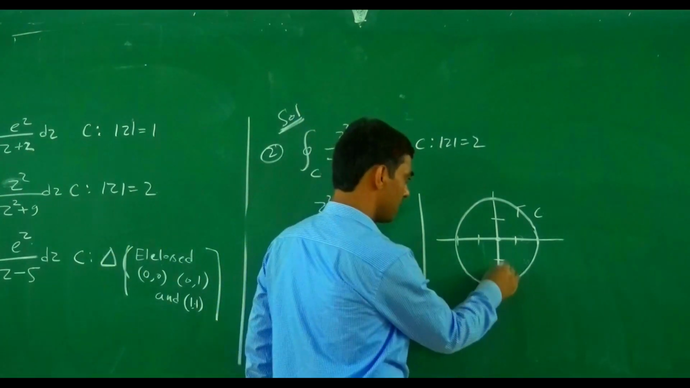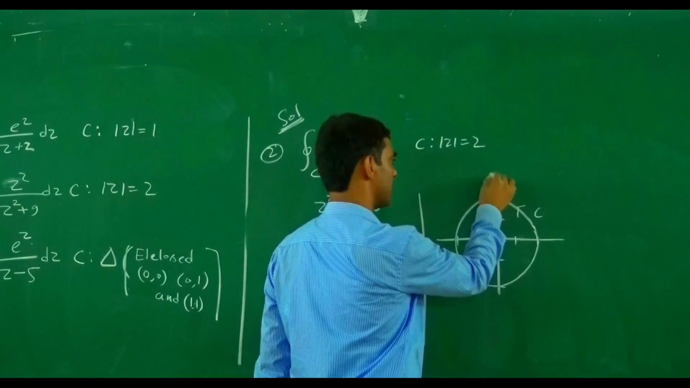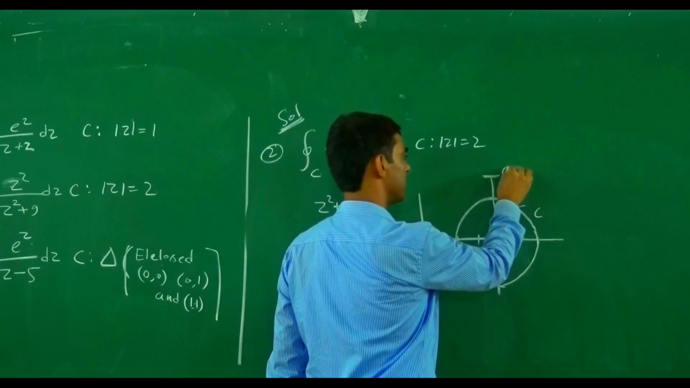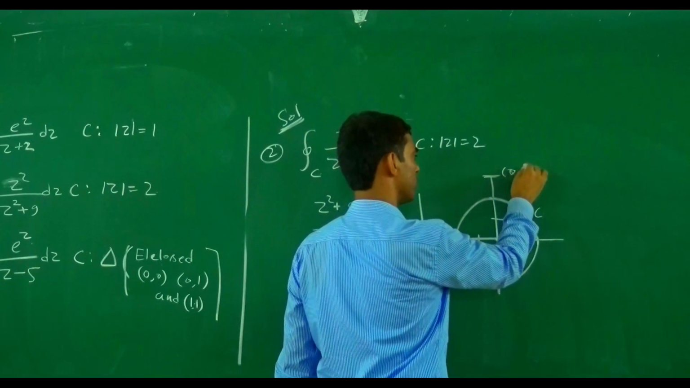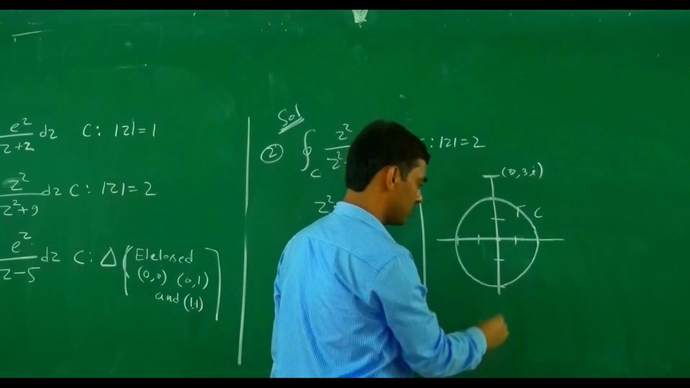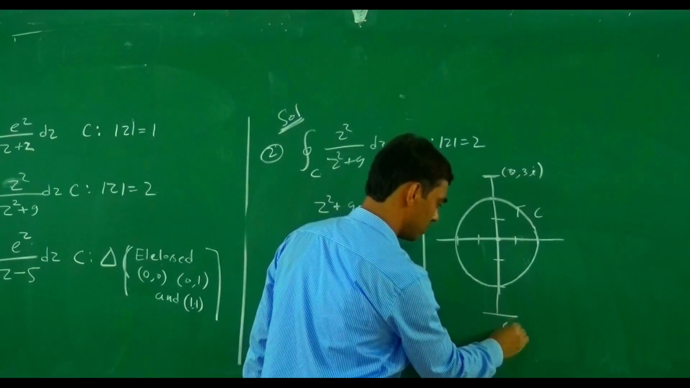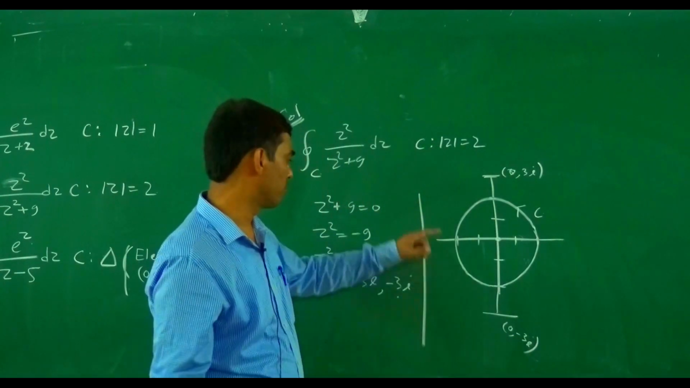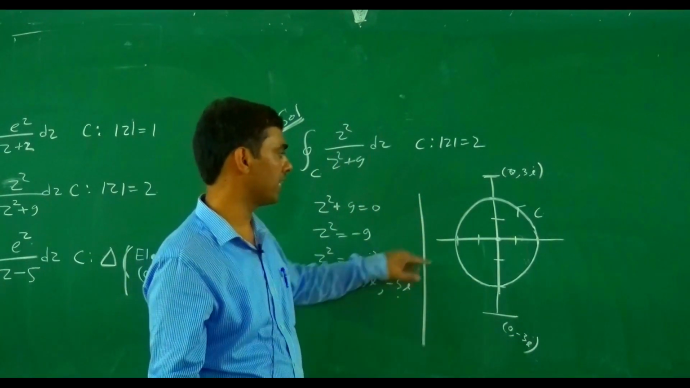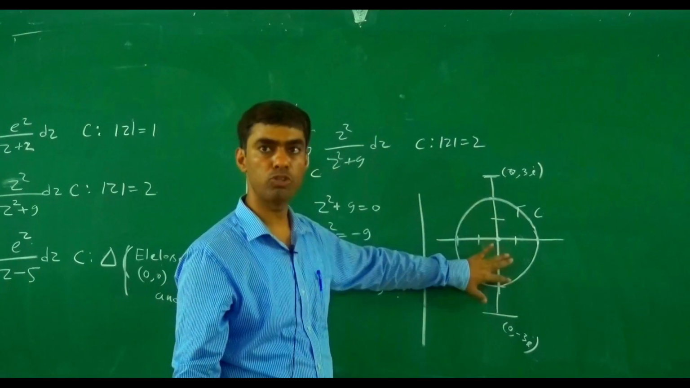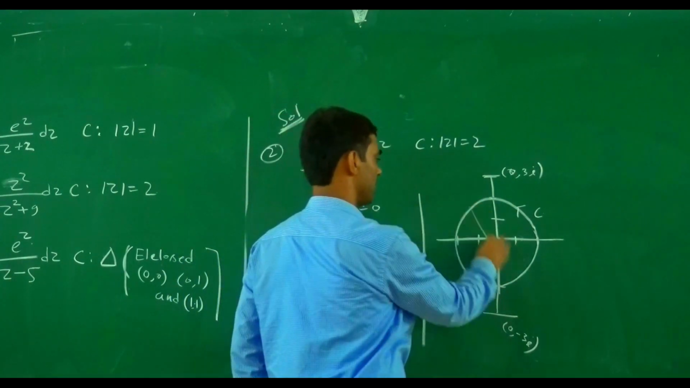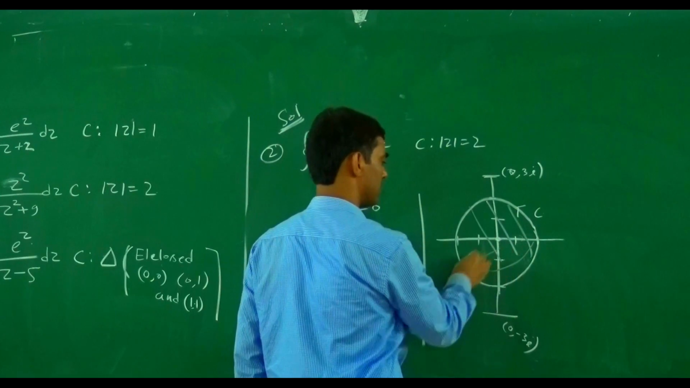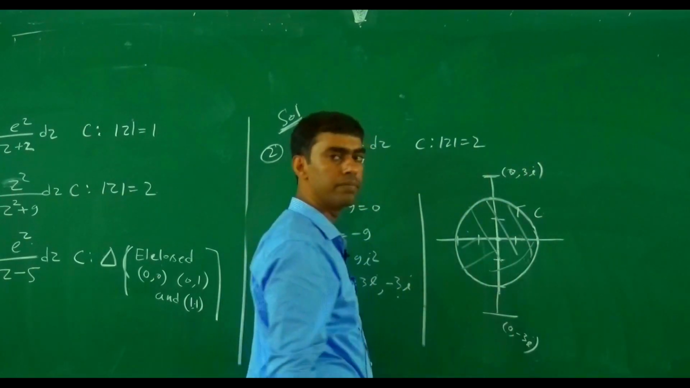3i is plus 3i, this one lies here. This one is 3i, 0, 3i. And this one is a 0, minus 3i. Both points, 3i and minus 3i, lie outside this closed curve C.